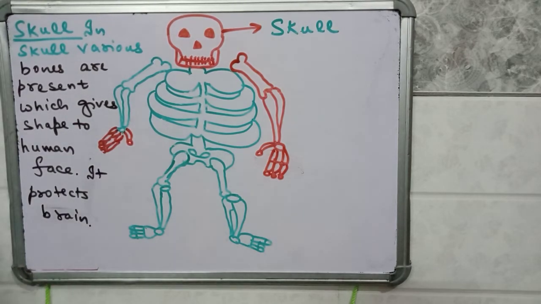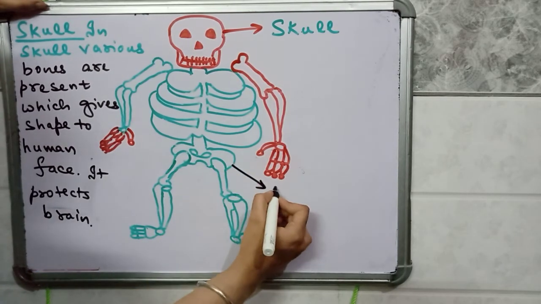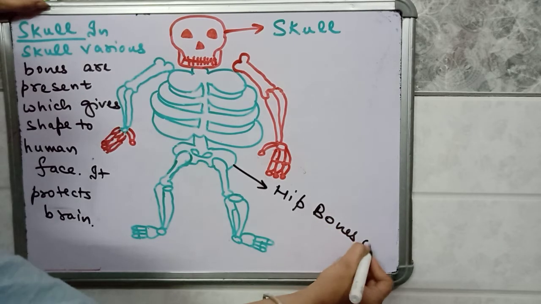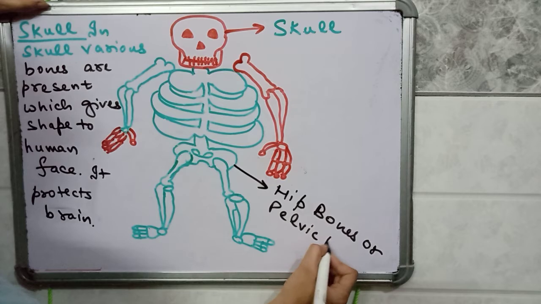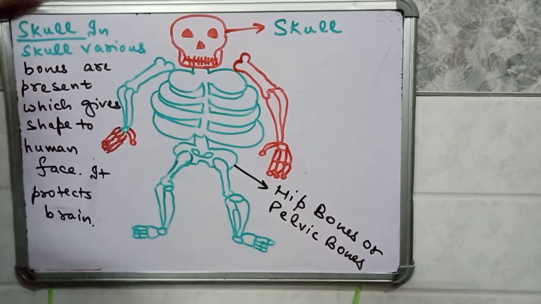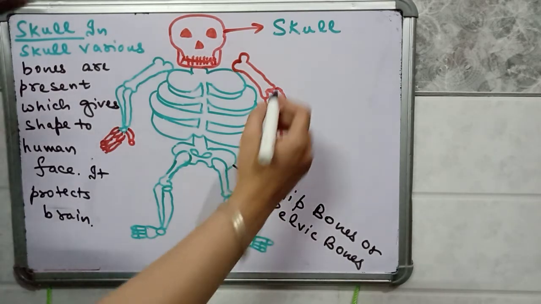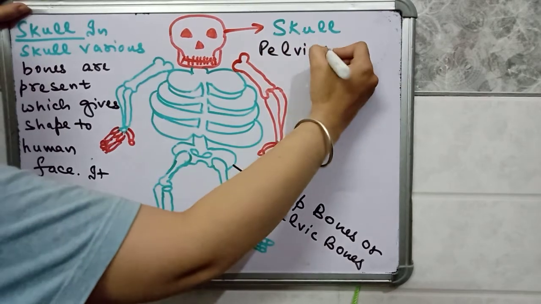Now these are known as hip bones, and they are also named as pelvic bones. Okay, what are these bones? Pelvic bones are the bones on which you sit. Okay, the bones on which you sit are the hip bones or pelvic bones. So what is pelvic bone?